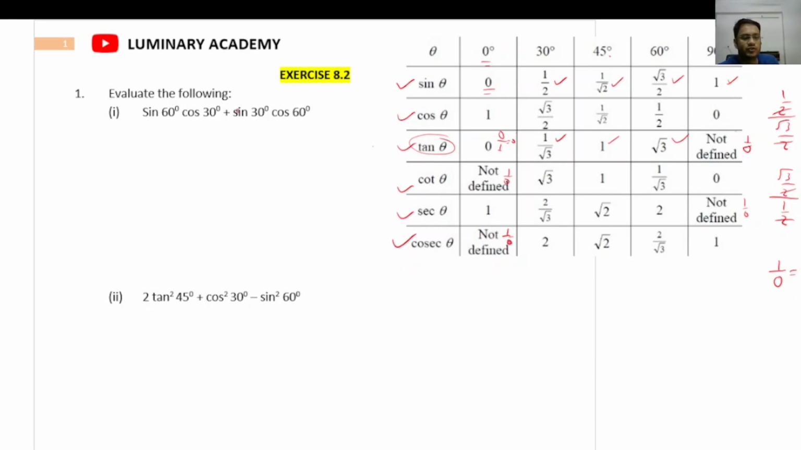So let's start the questions. I'll be referring to this table for now. Otherwise in exam you need to draw this table and then you need to solve this.